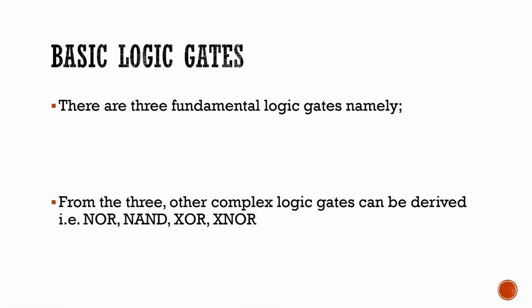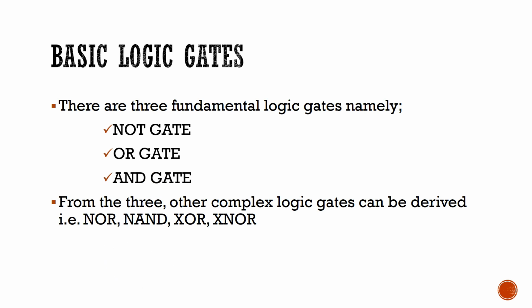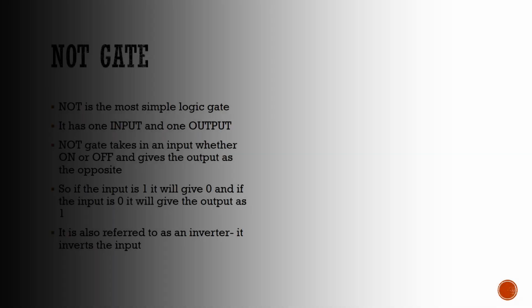We'll do the basic logic gates in this video, and there are three fundamental logic gates, namely the NOT gate, the OR gate, and the AND gate. From these three, other complex logic gates can be derived, which are the NOR gate, the NAND gate, the exclusive OR gate, and the exclusive NOR gate.